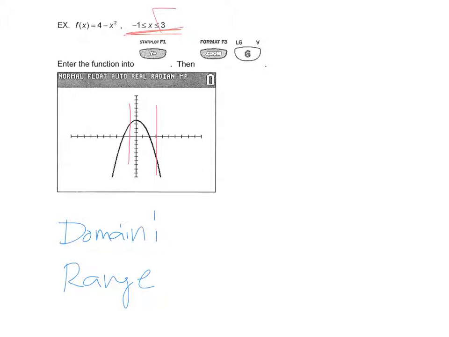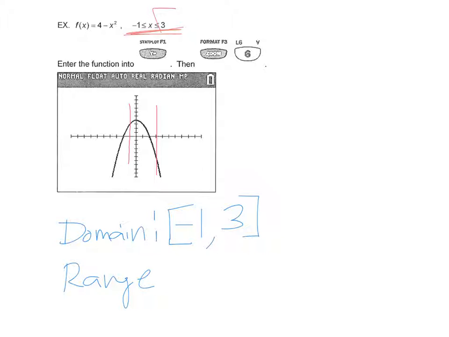The domain then, the farthest left it goes, x value is -1. Because we have the equal to, on the less than or equal to, it's going to be a bracket. And then the farthest right x value is +3.